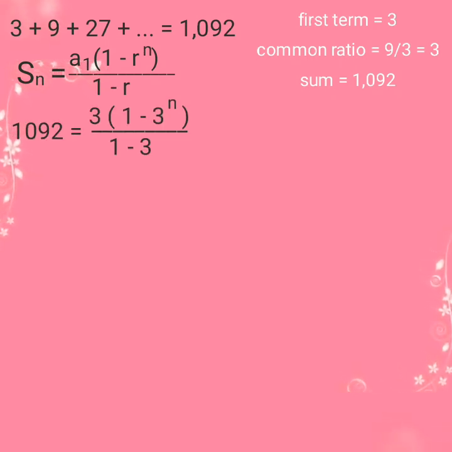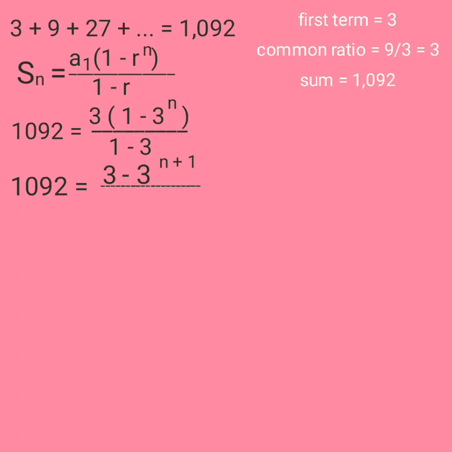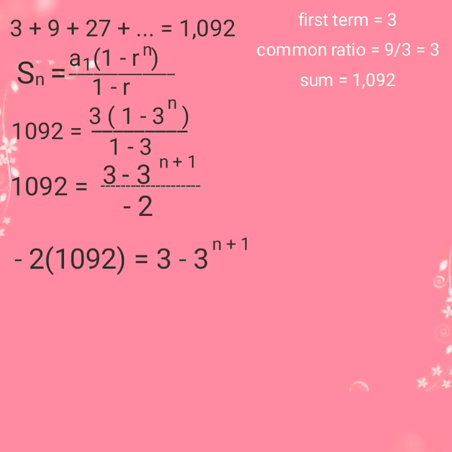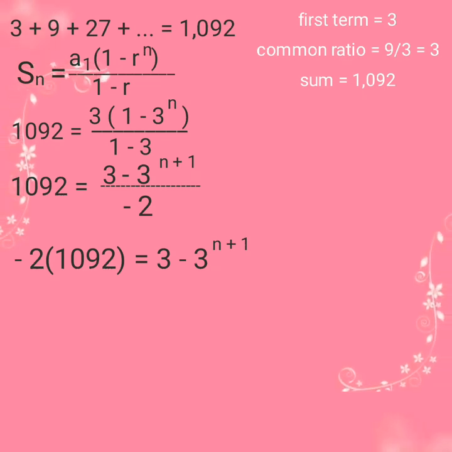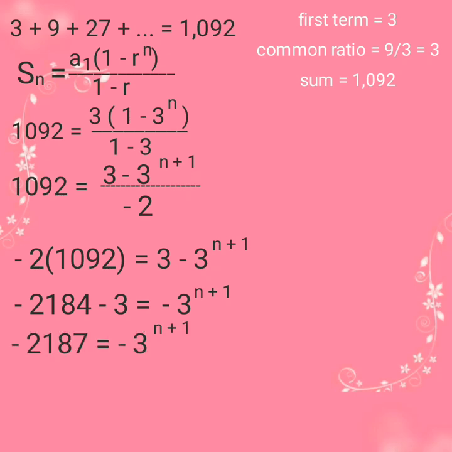1,092 is equal to 3 times 1, which is 3. Then, 3 times negative 3 raised to n is equal to negative 3 raised to n plus 1 all over 1 minus 3, which is negative 2. That will be negative 2 times 1,092, which is equal to 3 minus 3 raised to n plus 1. So, by addition property of equality, negative 2,184 minus 3 is equal to negative 3 raised to n plus 1. That will be negative 2,187 is equal to negative 3 raised to n plus 1.